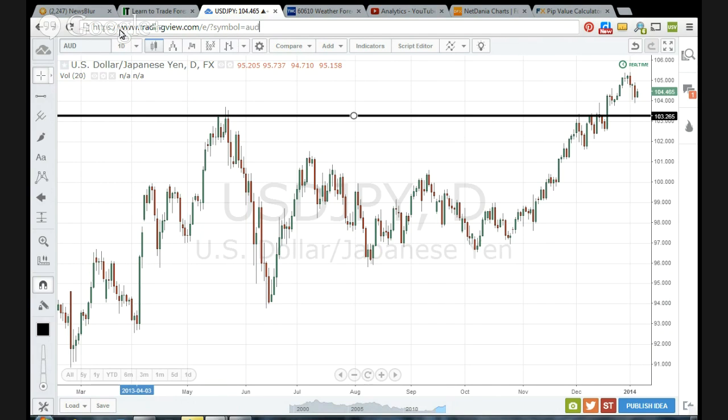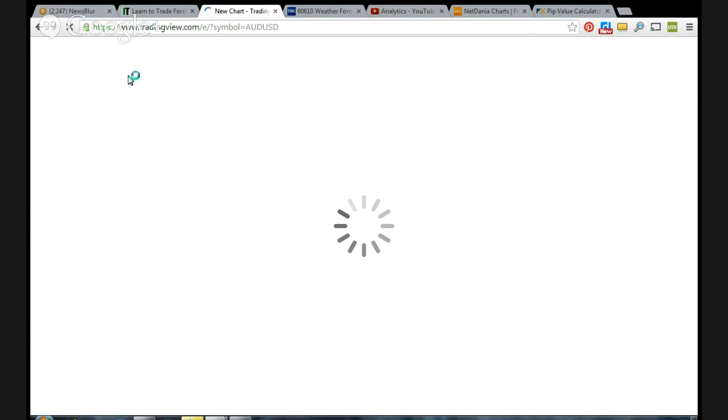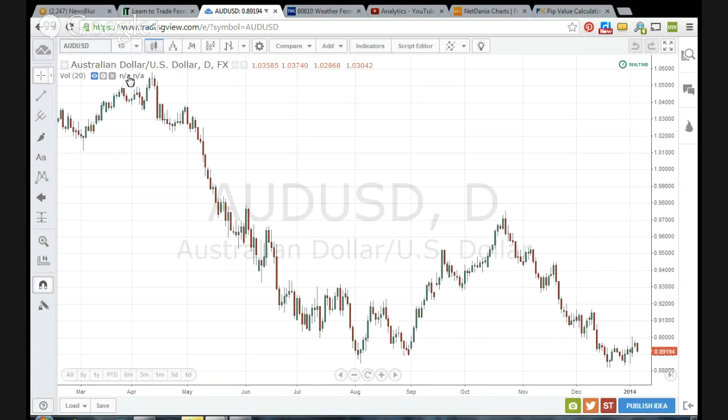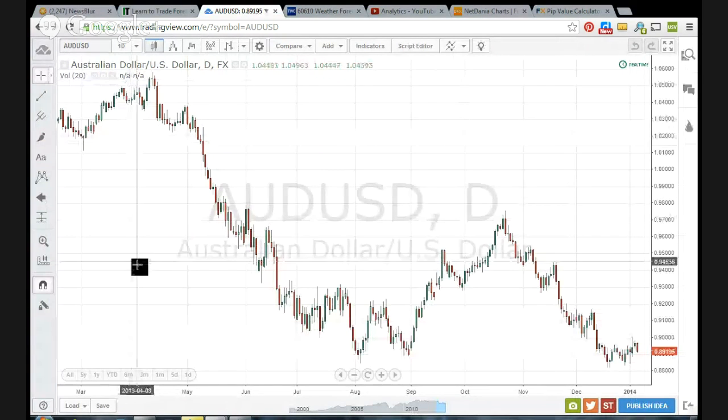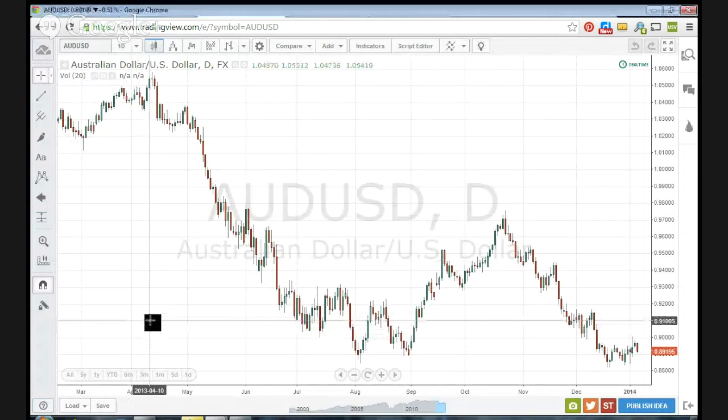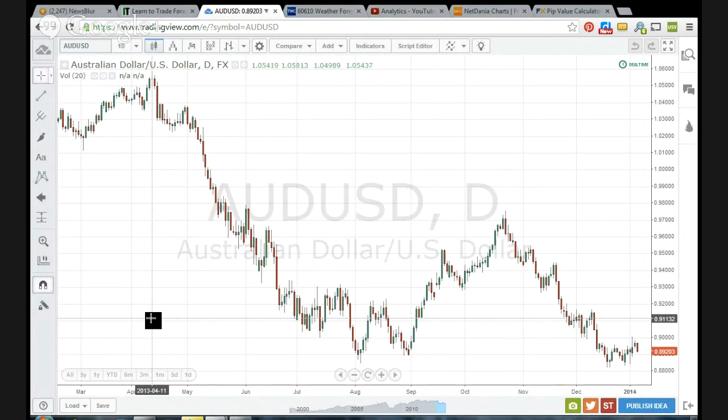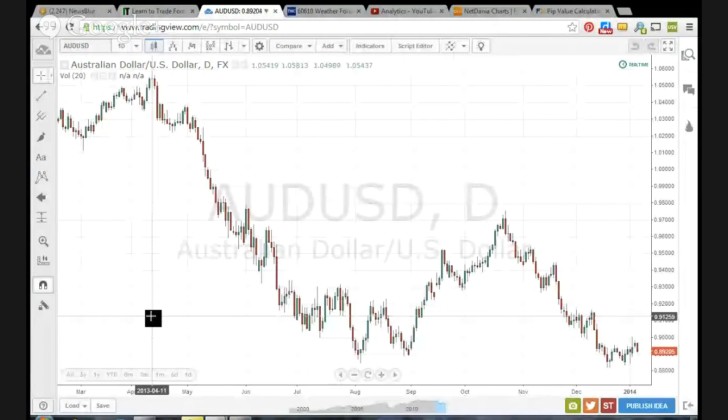AUD USD. Start with that one. Aussie dollar. Okay. Hmm. So yeah, I would still want to see a pullback to right around here. So we're clearly in a bear trend. If we can rally to here, it might be a short opportunity. Still have more room to go. Still got to go about 200 pips.